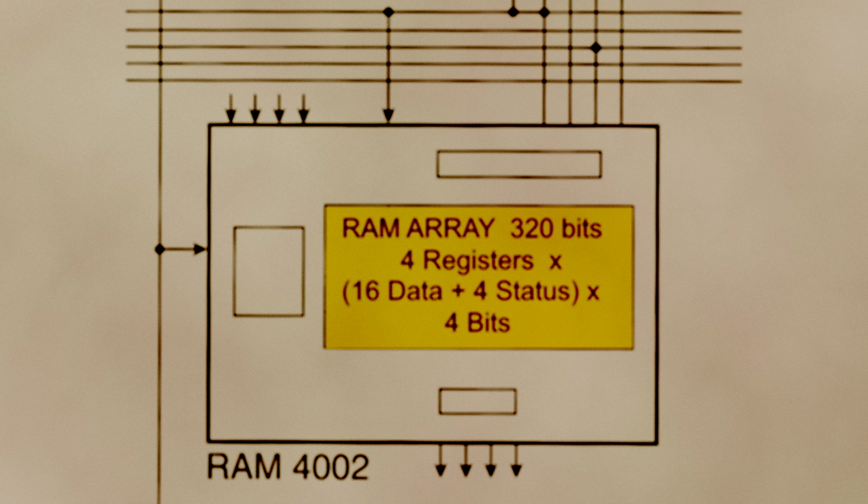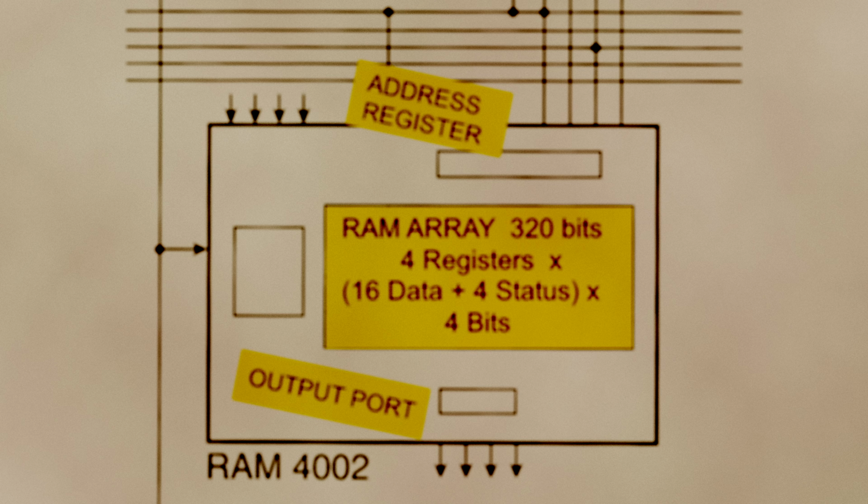The 4002 is a RAM chip with a total of 320 bits, arranged into 4 independent registers. Each register is made up of 20 characters, 16 data and 4 status, and every character is 4 bits. Alongside the memory array, the device includes a 4-line output port, an 8-bit address register, and the timing logic needed to operate on the processor's multiplexed bus.